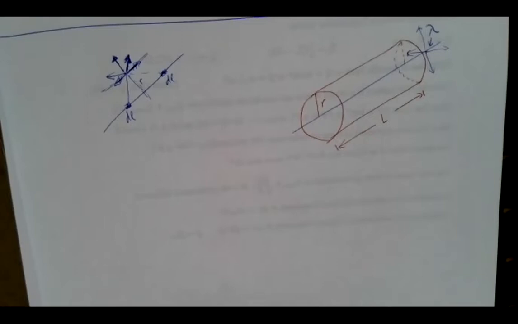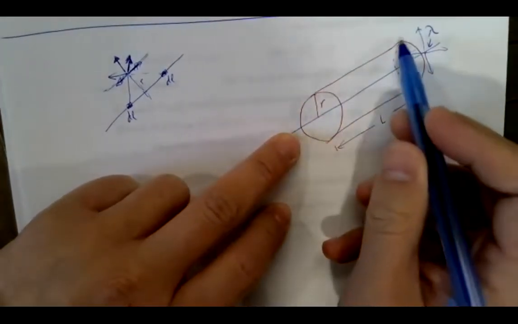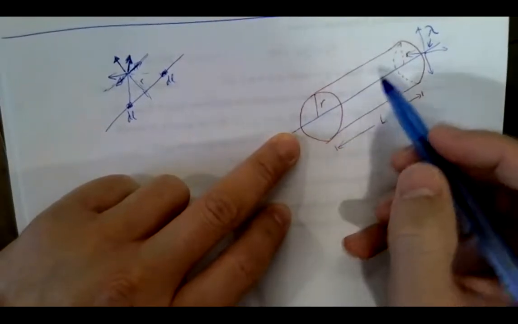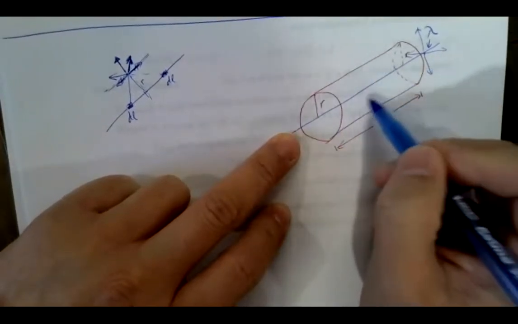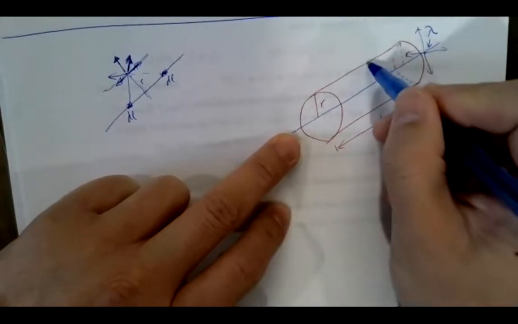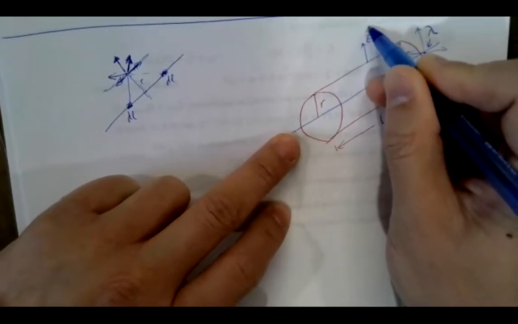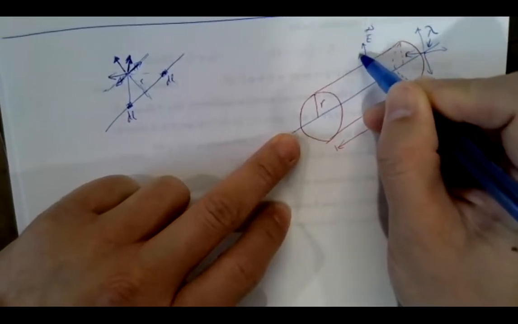So you can see if you pick a cylindrical body here, then on the side surface, the electric field is in the same direction as the normal direction. So if that's the E field, the normal direction will be in the same direction.